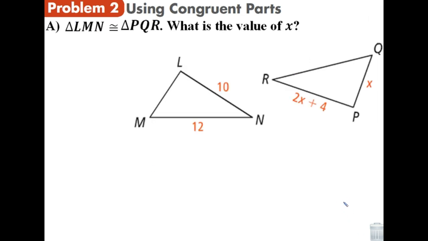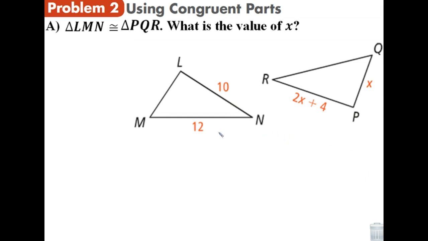In problem 2, we're using congruent parts. Part A says that triangle LMN is congruent to triangle PQR. We want to know what is the value of X. So we have two congruent triangles and some different expressions. The trick for this one is going to be matching up the correct corresponding parts and making an equation out of them.